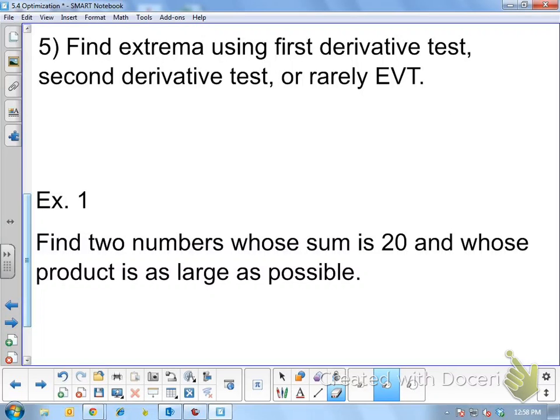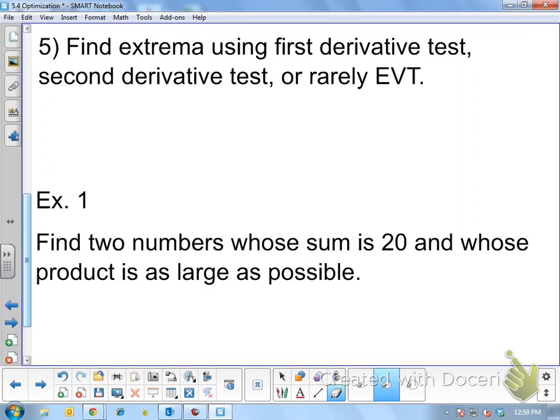So you might be able to think through number 1 pretty logically, but I want to show how we could do this algebraically, show some of the interpretation. This is a very, very basic word problem. Find two numbers whose sum is 20 and whose product is as large as possible.